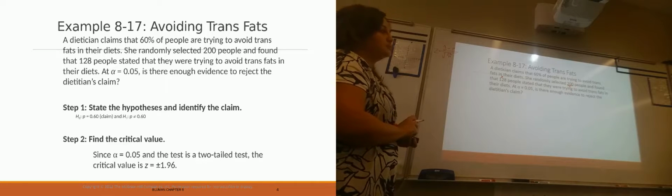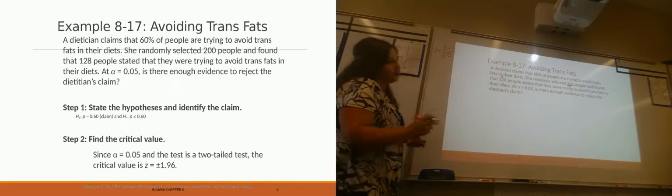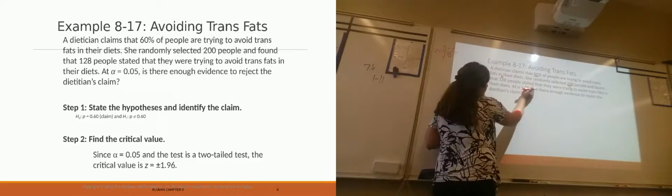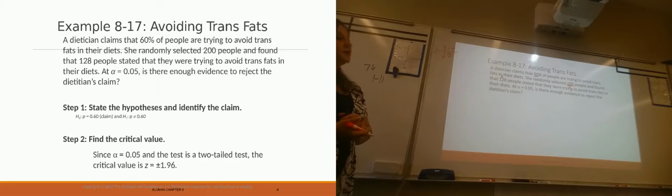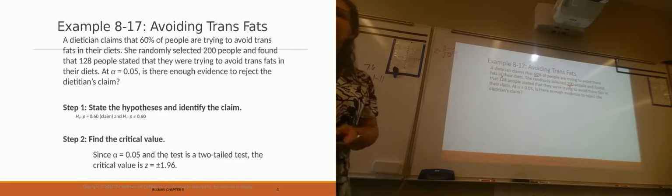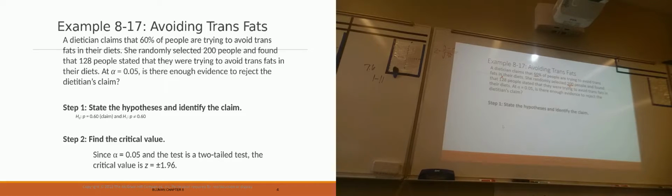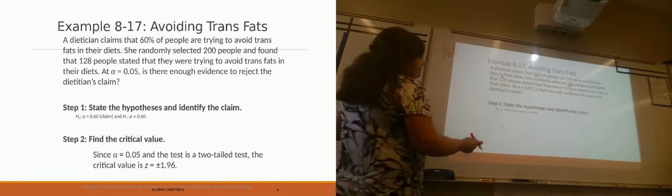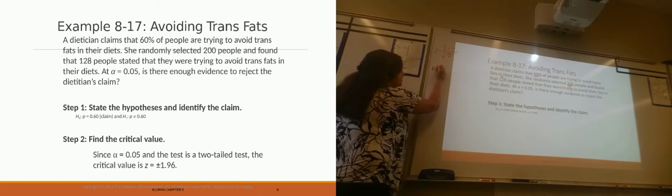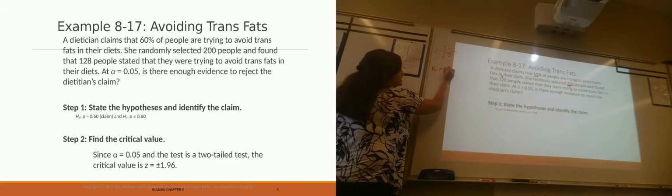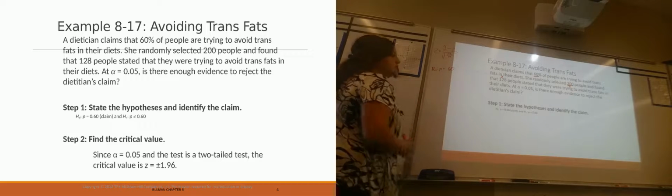60% is going to be my null hypothesis. My alpha is 0.05, so let's just go through our main steps. State the hypothesis and identify the claim. So that's our alternative and our null hypothesis. I'm going to write it over here as well. So our null hypothesis, p equals 0.60. That was what was given to us.